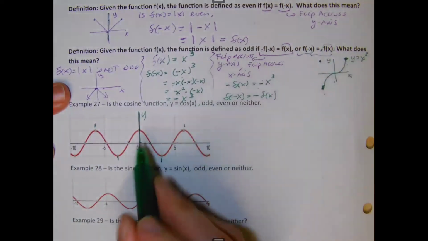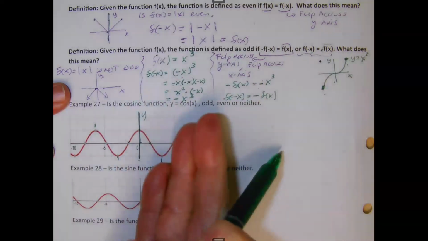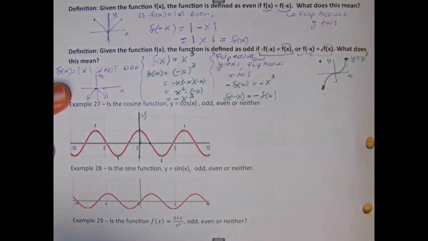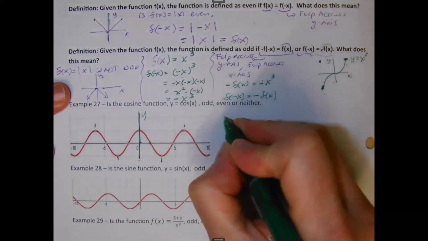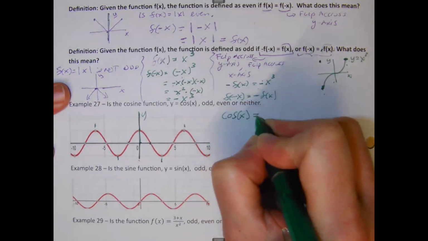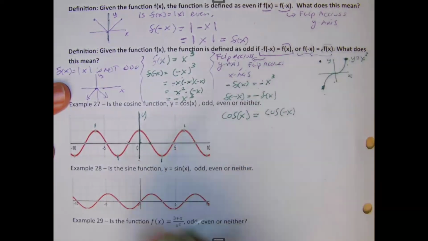So it seems like I took this piece of paper, marked it, and flipped it across the y-axis, and the whole graph flops on itself. In other words, what must be true then is that the cosine of x is equal to the cosine of negative x. Flip everything, and indeed you wind up with the same result. Nothing here is going to change. Okay.